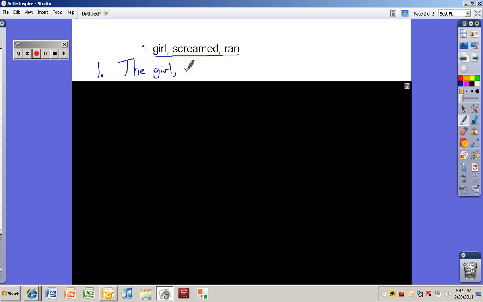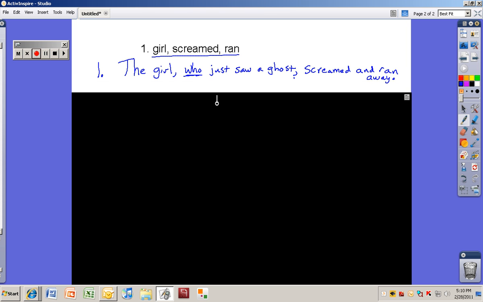The girl, comma, who just saw a ghost, comma, underline who because it's a who-which dress-up. Notice I'm setting it apart with my 2 commas here. The girl who just saw a ghost screamed and ran away. Period at the end. Okay, so that's a nice who-which sentence.